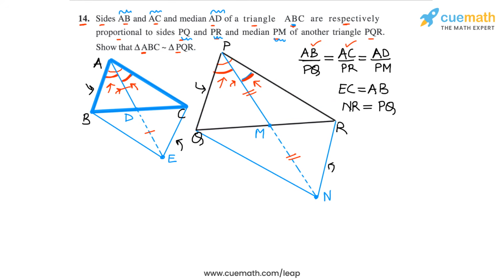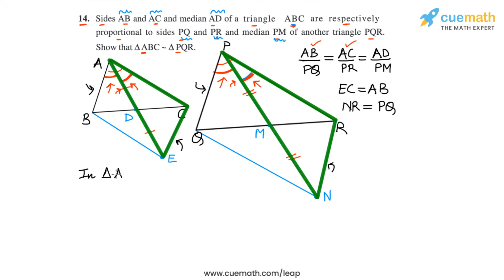So let me highlight triangle ACE and triangle PRN once again, and now we will compare these two triangles and show that they are similar. Specifically, we will compare the ratios of the corresponding sides. Okay, so let me write out all the observations we are going to make.